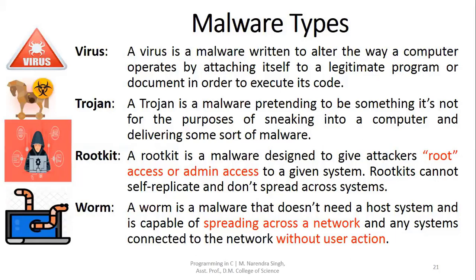The second type of malware is Trojan. A Trojan is a malware, malicious software, pretending to be a legitimate software. But actually it is not a legitimate software. It sneaks into your computer by pretending that it's a good software.